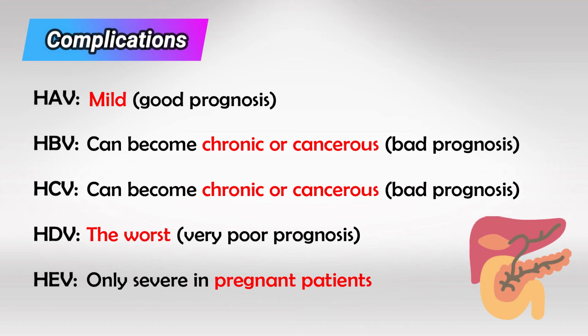Type E is not really malicious unless the patient is pregnant, in which case it will cause fulminant hepatitis, which is just another fancy name for acute liver failure. The mortality rate in pregnant women with type E is very, very high. So type A and E are not cancerous, and every other type is very cancerous. Type B and C can be chronic, so they can have a carrier state, especially in type C.